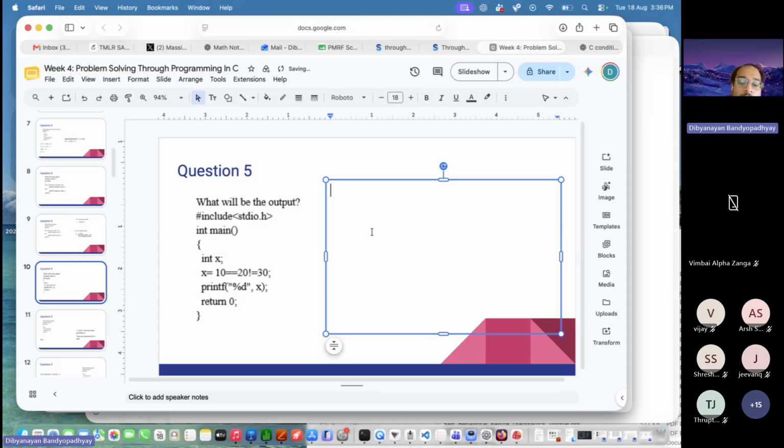Okay. So x is basically 10 equal to 20 not equal to 30. So this is the expression that you need to evaluate. And as I have told you, these two operators, equal to and not equal to, both have the same precedence and they are evaluated from left to right.